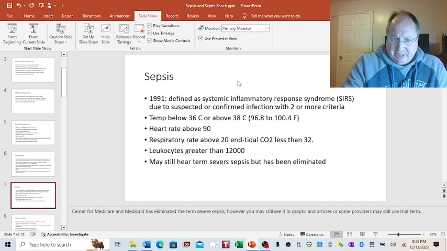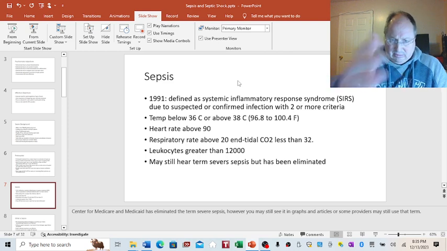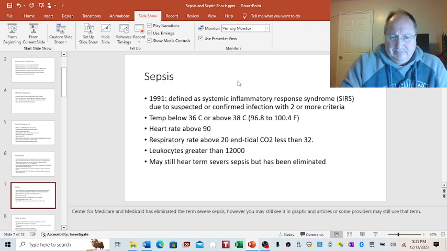Sepsis was really defined in about 1991. There was a big push for this. They came out with SIRS criteria for this. With this criteria, you've got to have 2 or more of the above signs in order to classify as sepsis.